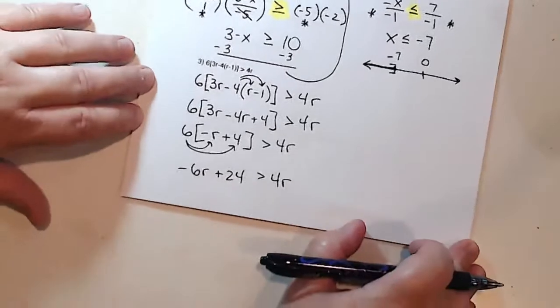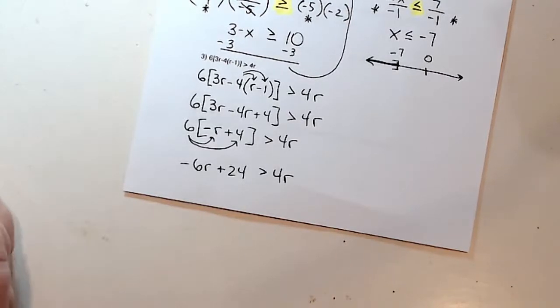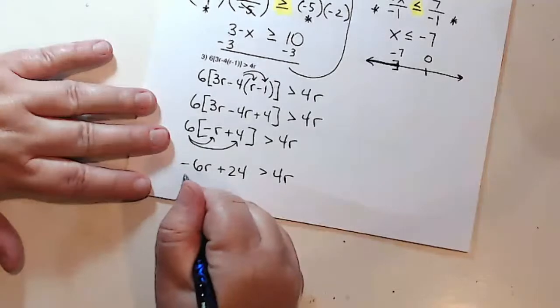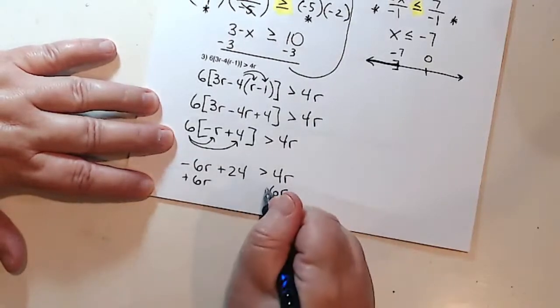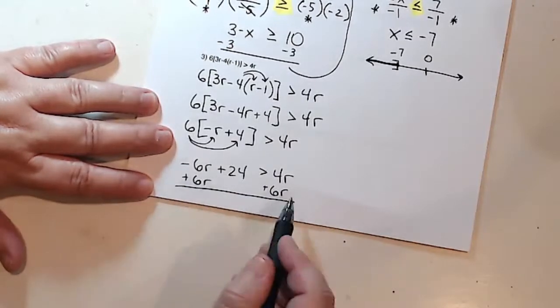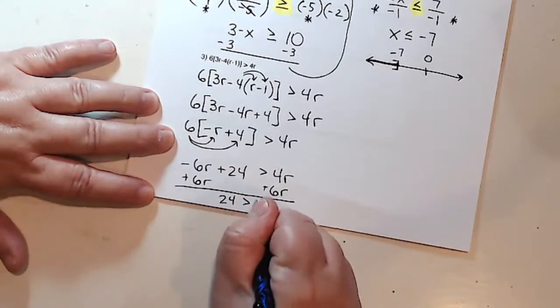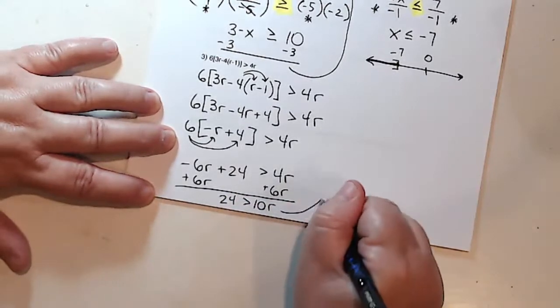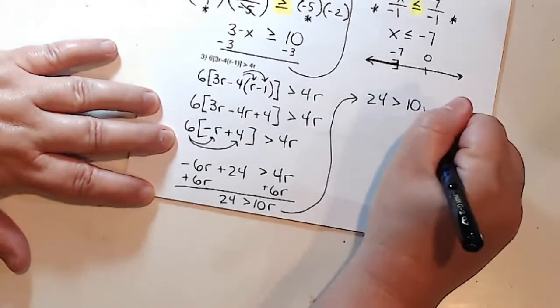Now, here's the thing. Up until now, I've been telling you to face your demons, but at this point, I don't want to. So weirdly enough, I'm going to add 6r to both sides of the inequality. Now, adding doesn't change the inequality. I get 24 on the left and 10r on the right. So I get 24 is greater than 10r.